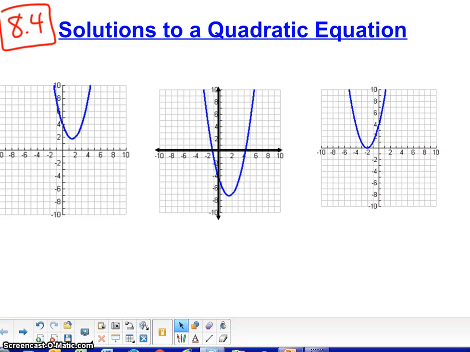In today's video, we are going to learn about solutions to a quadratic equation. Before we begin with what a discriminant is, I want to show you the three graphs that you would have to know in order to understand this.